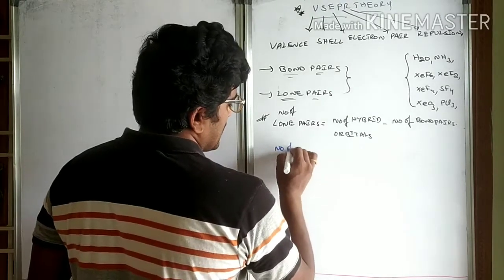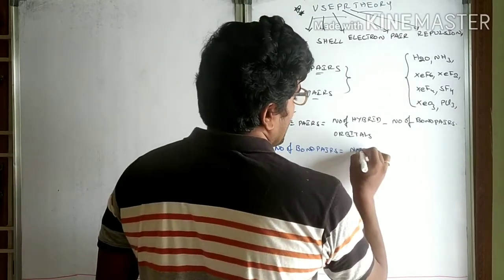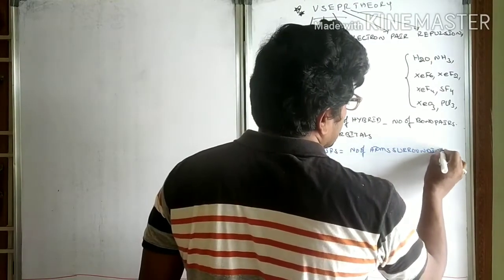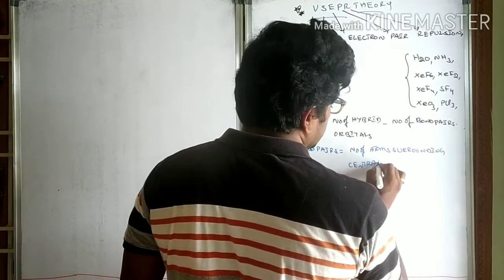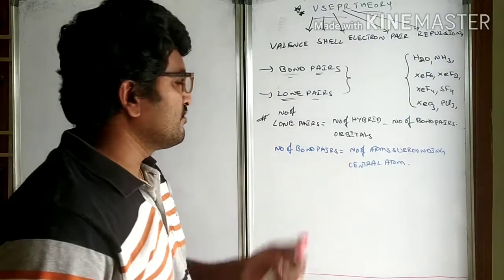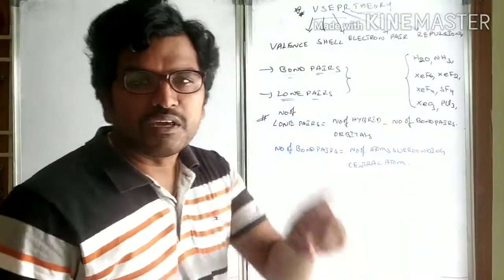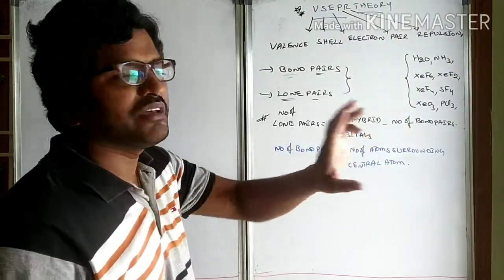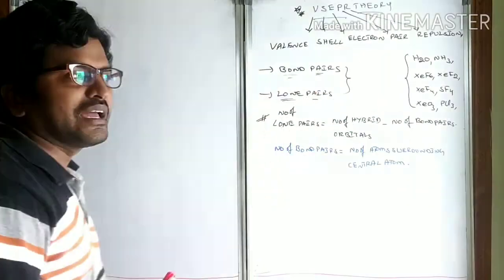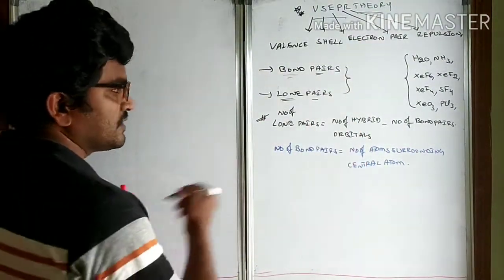Number of bond pairs is equal to the number of atoms surrounding the central atom. Number of lone pairs is the number of hybrid orbitals minus the number of bond pairs. We can find the number of hybrid orbitals simply by using half into V plus M minus C plus A. You can refer to the video Solving Problems in Hybridization in 10 Seconds, part 1, for this formula. So let us get into the topic.